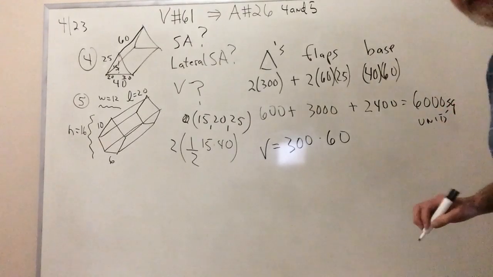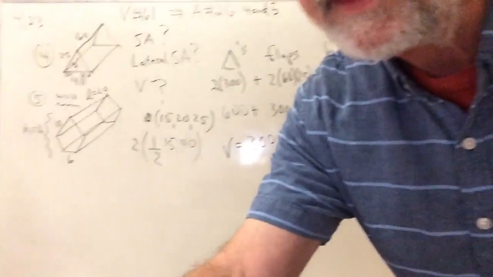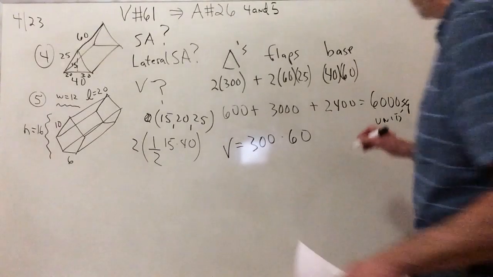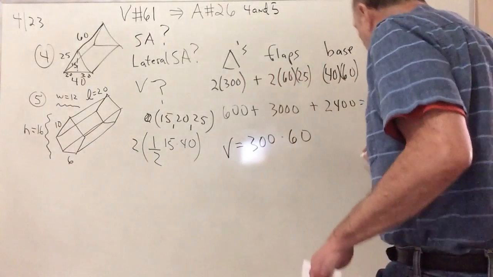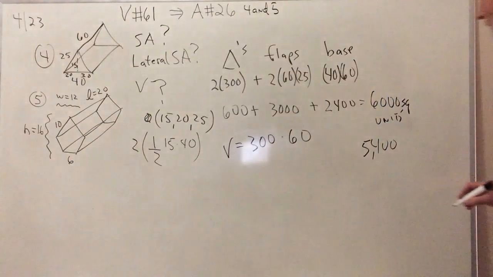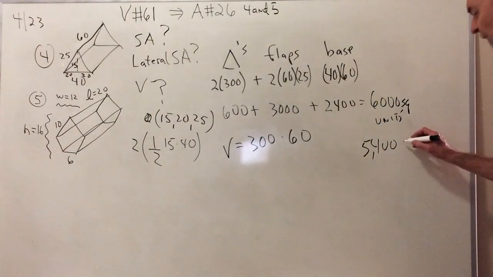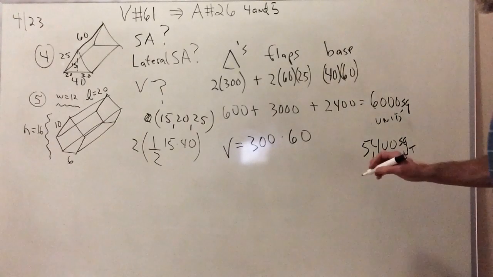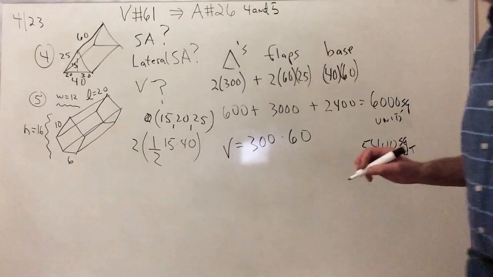Make sure I'm on the video here. We'll move this over just a tiny bit. There we go. 6,000 square units. Oh, what's the lateral surface area? Well, that was explained to you. That's everything less than 600. So without any pain whatsoever, you come up with 5,400 square units. And now, again, make sure you understand this.